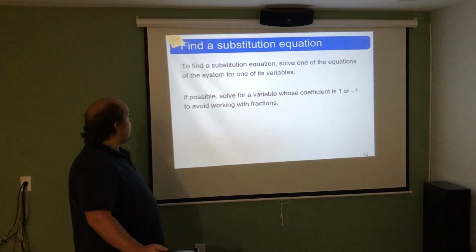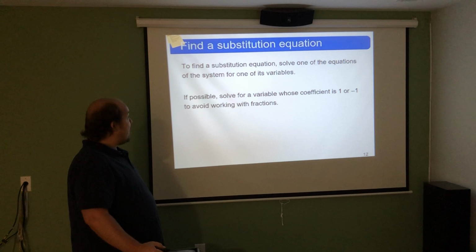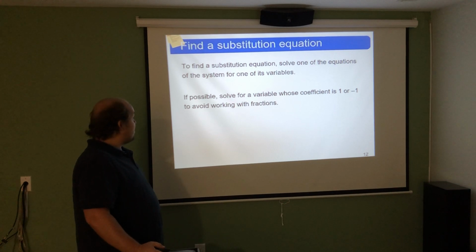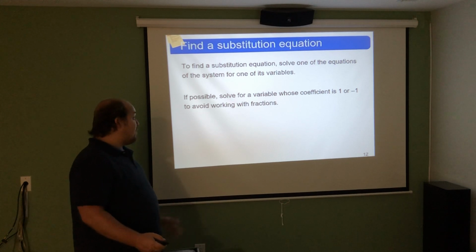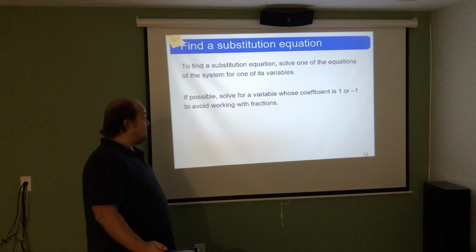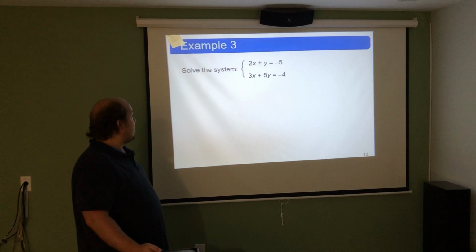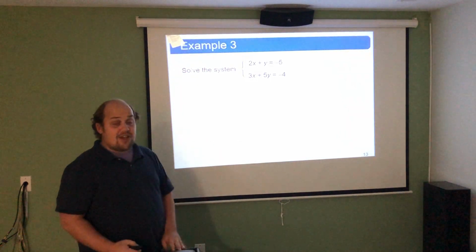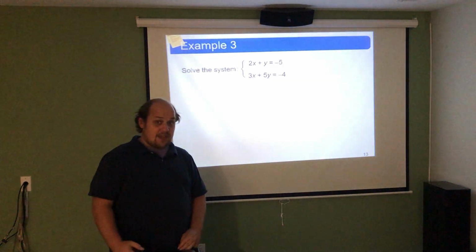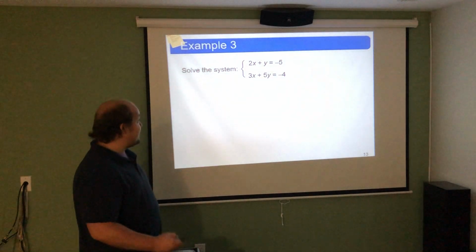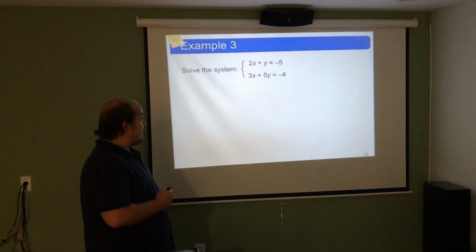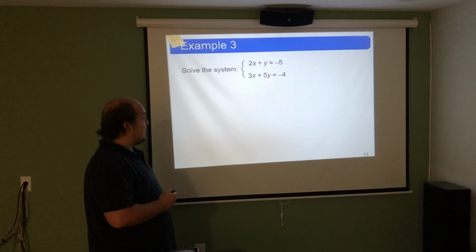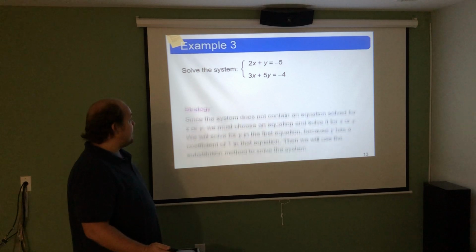So to find the substitution equation, we have to solve for one of the variables. If possible, we really would like a coefficient of 1 or -1 to avoid working with fractions. So let's say we have 2x plus y equals -5 and 3x plus 5y equals -4. I technically could solve any of these equations for any of the variables, but if I'm looking for the one that's not going to give me fractions, this y is all by itself already. If I move this 2x to this side, I'll get a whole y that I can plug in here into the second equation for y.